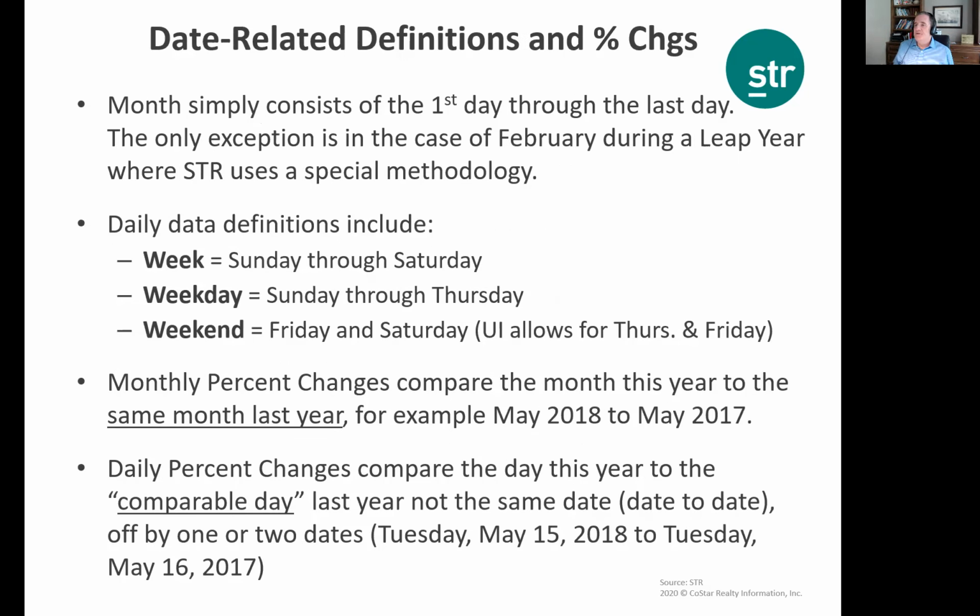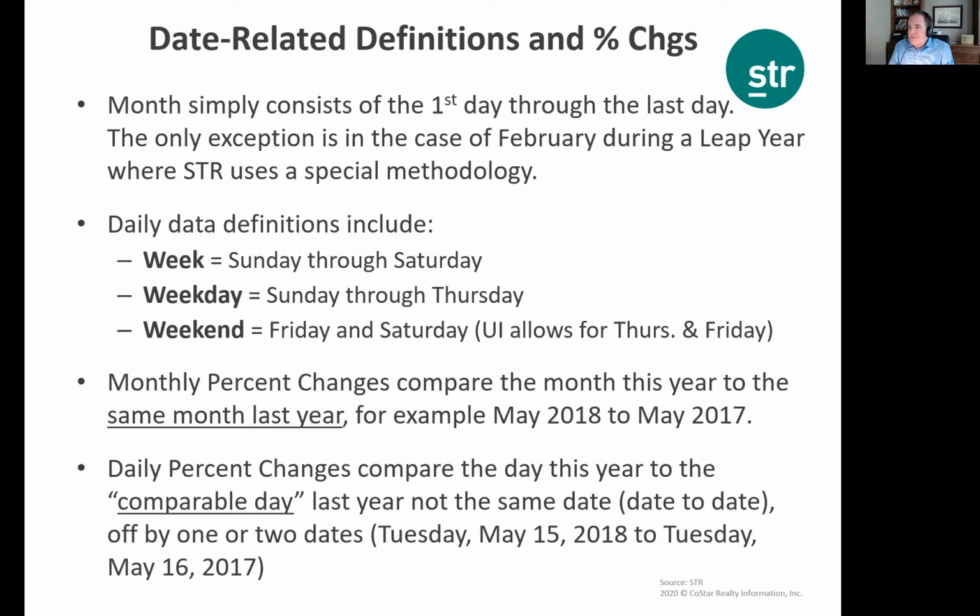Next up, date-related definitions and percent changes. Month is very simple. A definition of a month couldn't be simpler. It's simply the first day of the month through the last day of the month. Could be 31, could be 30, could be 28, could be 29. Now, the only exception is the case of February during a leap year. STR does treat that differently. So when there's 29 days in a February, we do something slightly different with that. Shoot me an email if you're really curious, but we have to treat that differently so that our data or performance doesn't get distorted.